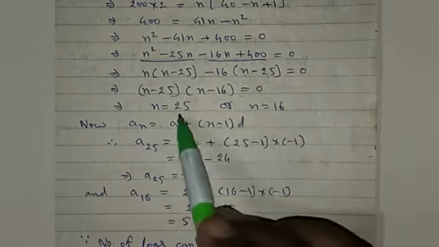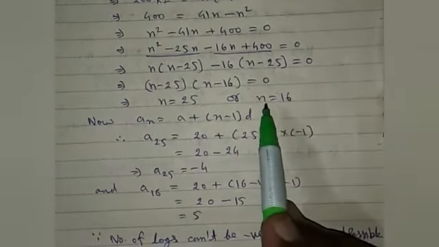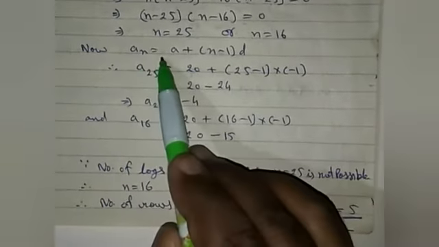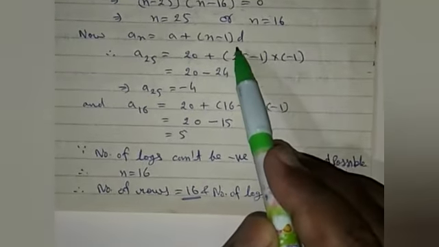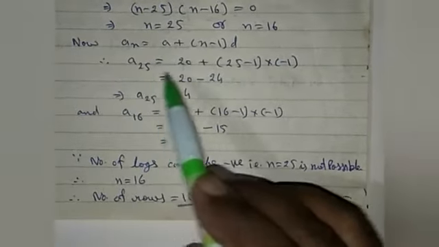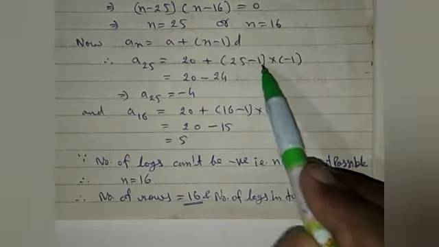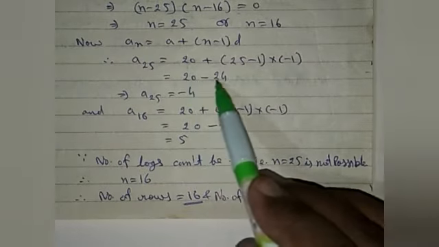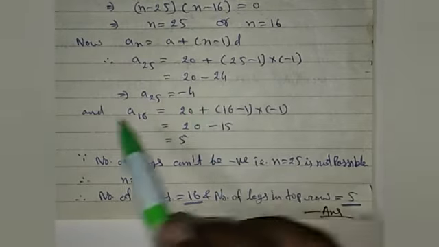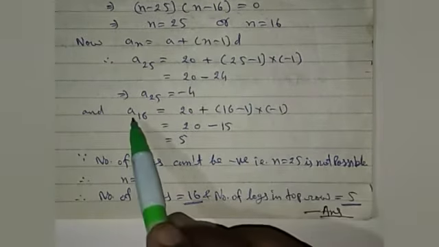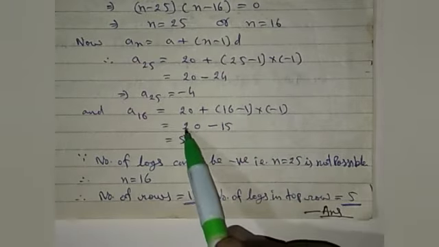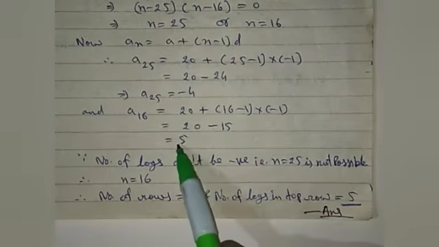Now both the values are positive. So here we will check it for the nth term. So an is equal to a plus (n minus 1) into d. Substituting n equal to 25, we will get a25 is equal to 20 plus (25 minus 1) into minus 1, that is 20 minus 24, that is equal to minus 4. And now substituting n equal to 16, we will get a16 is equal to 20 plus (16 minus 1) into minus 1, that is equal to 20 minus 15, that is equal to 5.